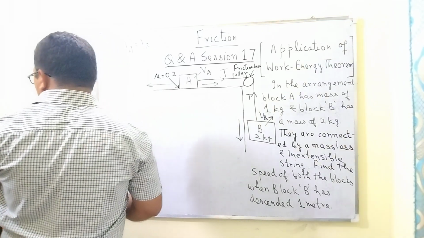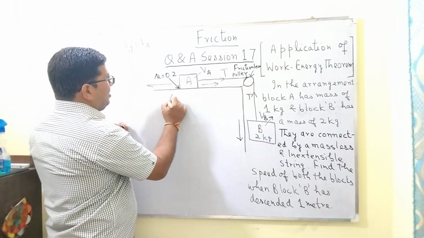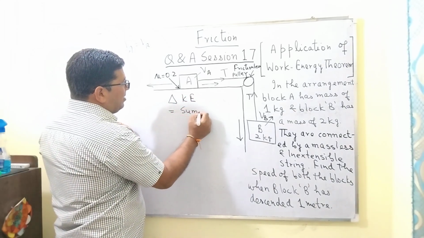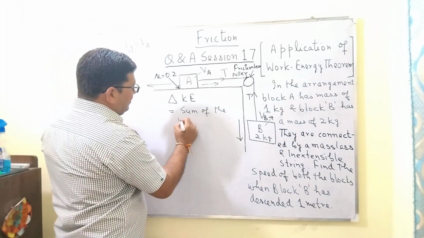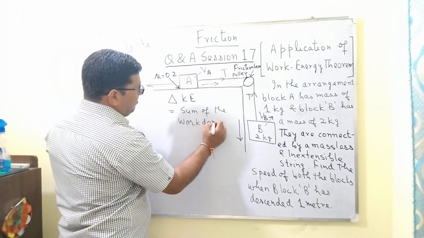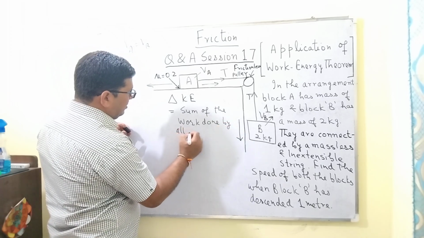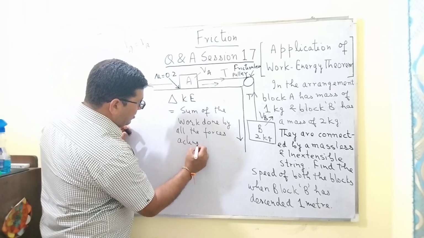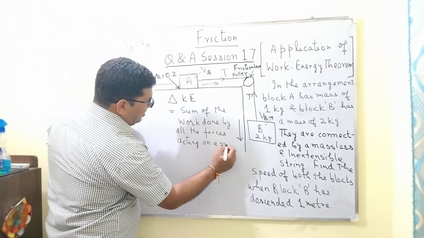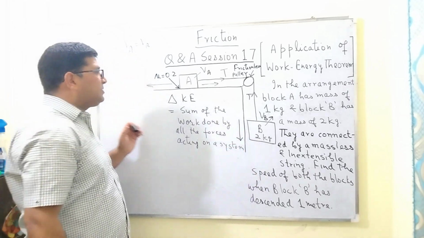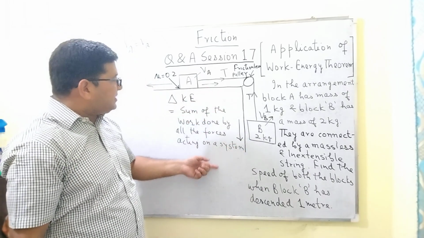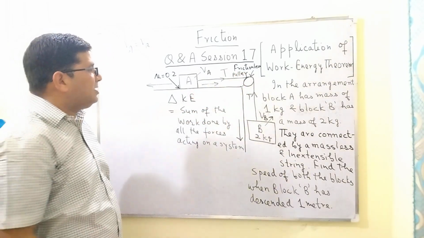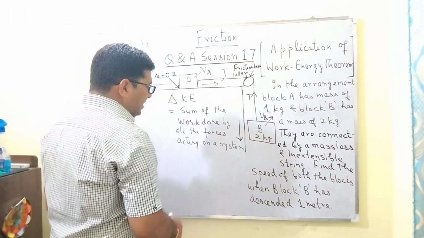Now, as per the work energy theorem, the change in the kinetic energy is equal to the sum of the work done by all the forces acting on a system. So in this case, the system will be the system of this pulley and these two blocks which are connected to each other by a massless and inextensible string.